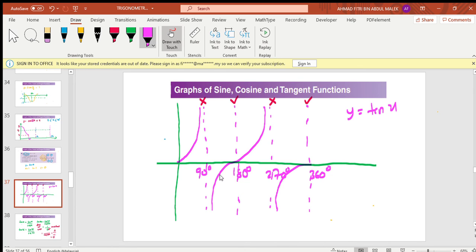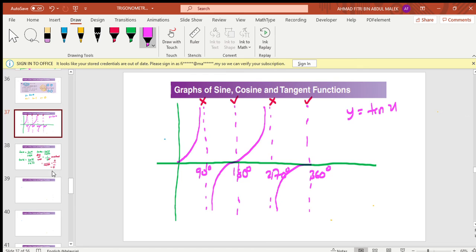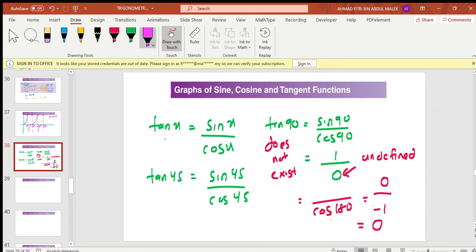Another thing is that the period repeats after pi. So remember how to get the period: for sine and cos it is 2 pi over b, but for tangent it is pi over b. Okay, so for now I stop over there. Then we will draw and sketch the graph.